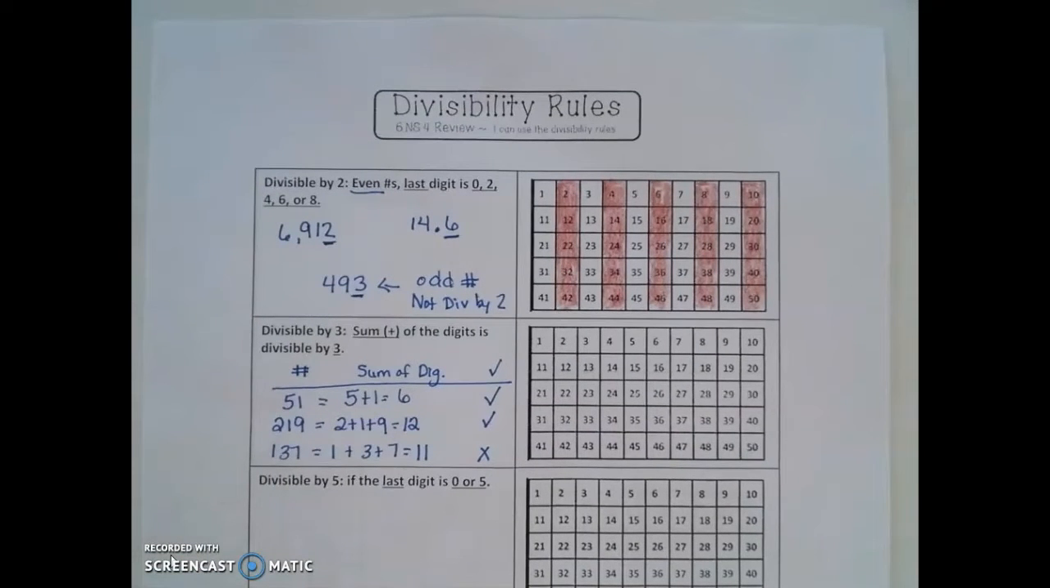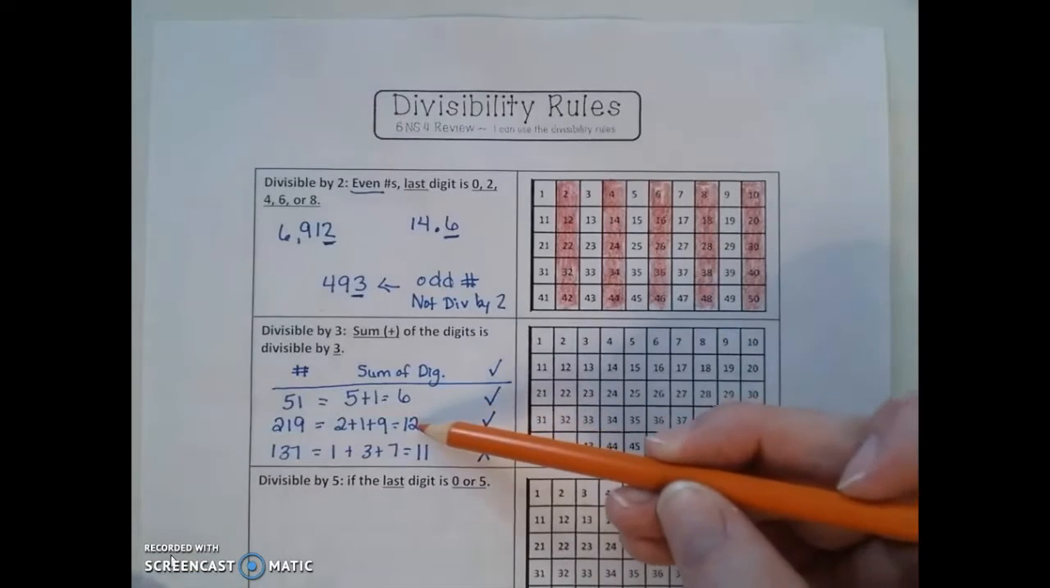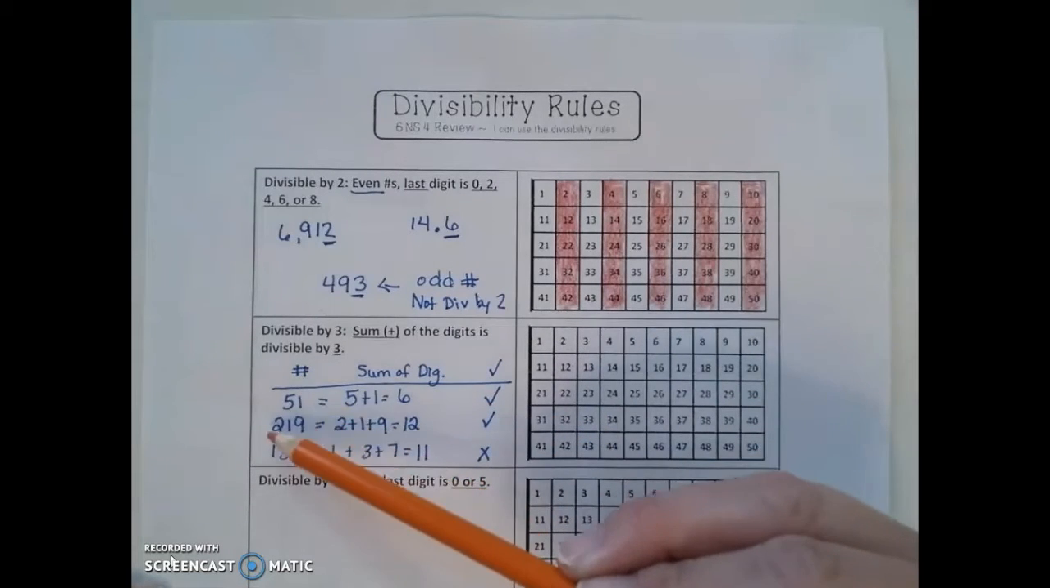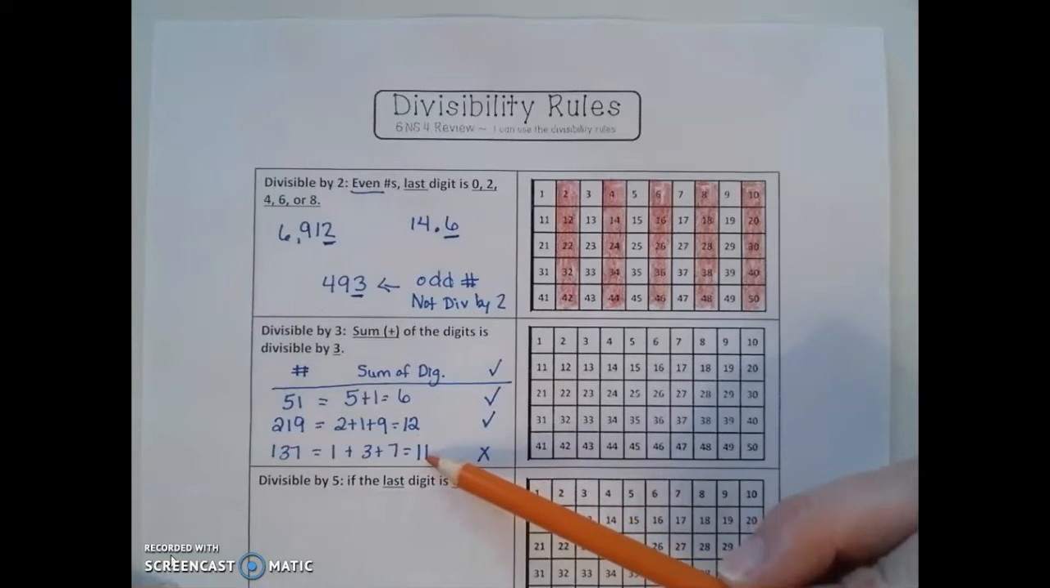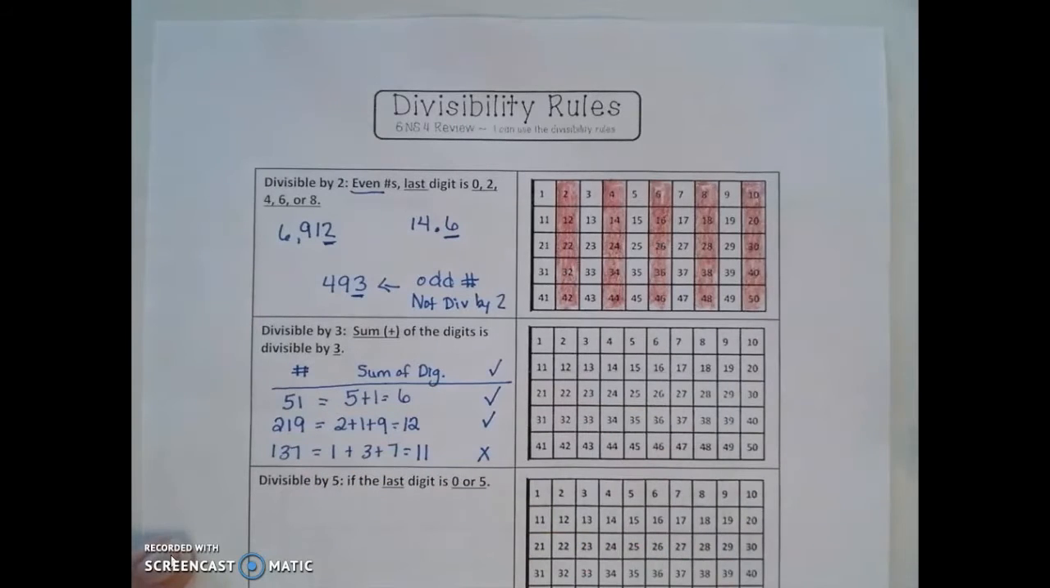When you add up the sum of the digits, if that sum is divisible by 3, like 6 and 12, then we know the original number is also divisible by 3. In the last example, because 11 is not evenly divisible by 3, 137 is not.